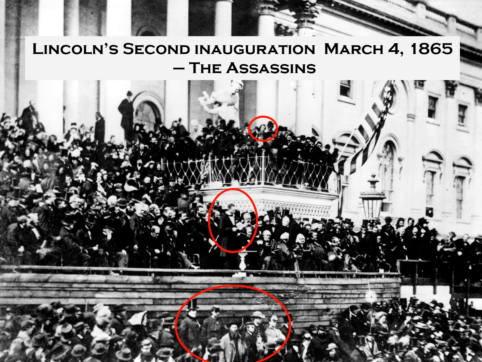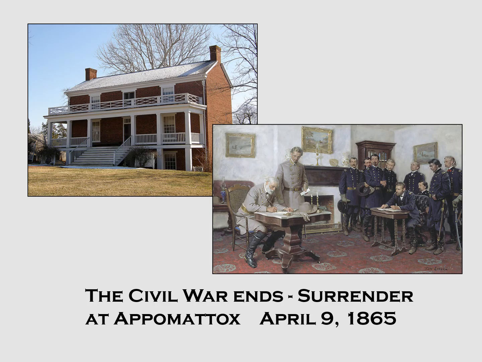This photograph is a famous photograph of Lincoln's second inaugural. It's particularly famous because of the circles you see in the image. In the middle is Lincoln, of course, giving his inaugural address. But at the top, red circle at the top of the image, is an image of John Wilkes Booth, who would ultimately assassinate Abraham Lincoln. And in the circle just below Lincoln at the bottom are the conspirators who worked with John Wilkes Booth on the assassination of Abraham Lincoln.